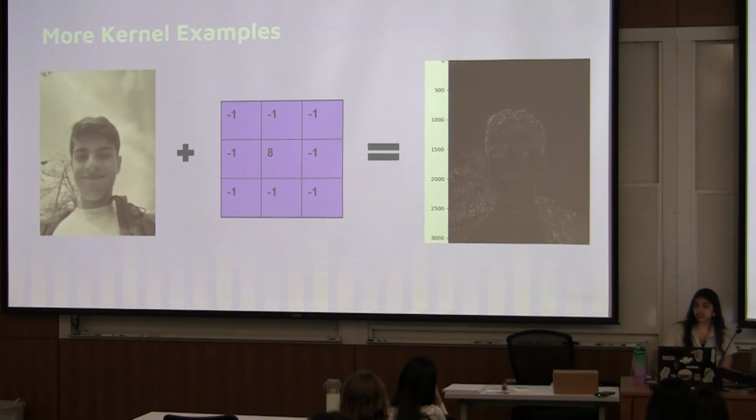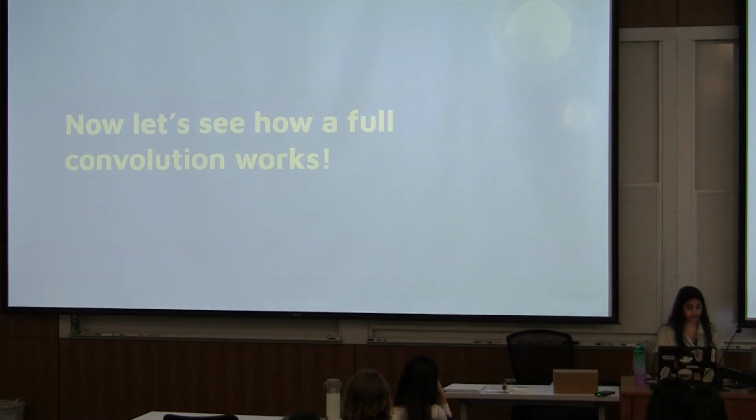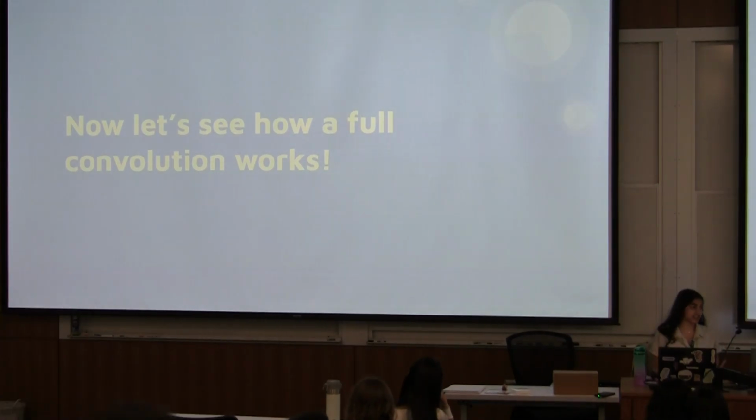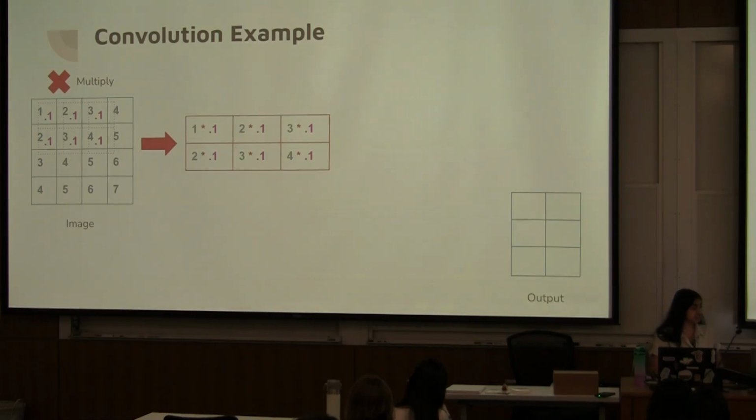Okay, let's move on to full convolutions. So we've seen how a kernel can transform an image, but how does the math actually work? Let's run through a quick calculation. So this is an example of a convolution.